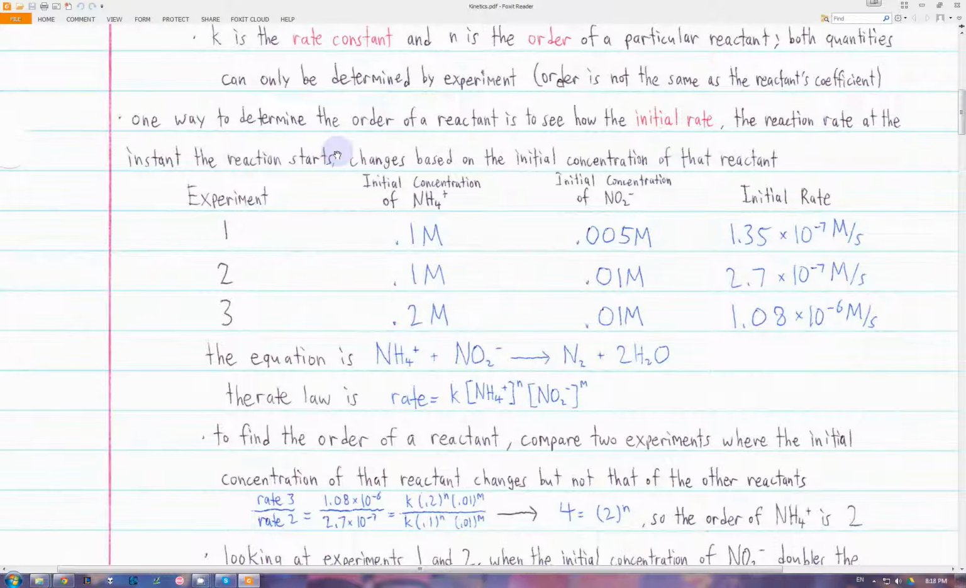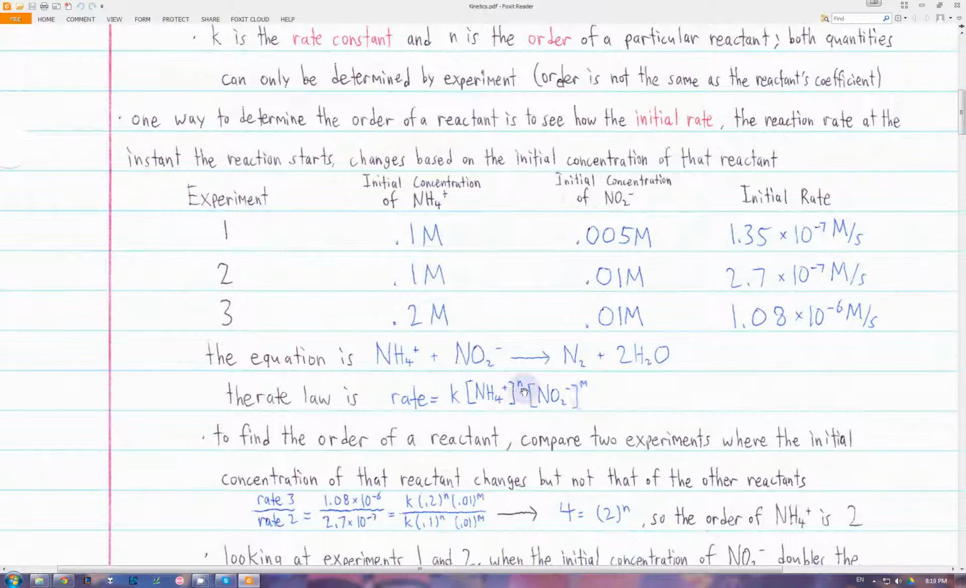So one way to determine the order of a reactant is to do what's called the method of initial rates. So you're seeing how the initial rate, which is just the reaction rate right when the reaction starts, depends on the initial concentrations of the reactants. So let's say we have this balanced equation here, and we can write the differential rate law like this. You just take the concentration of each of the reactants and raise it to some power, which are the orders of these reactants, and that's what we're trying to find.